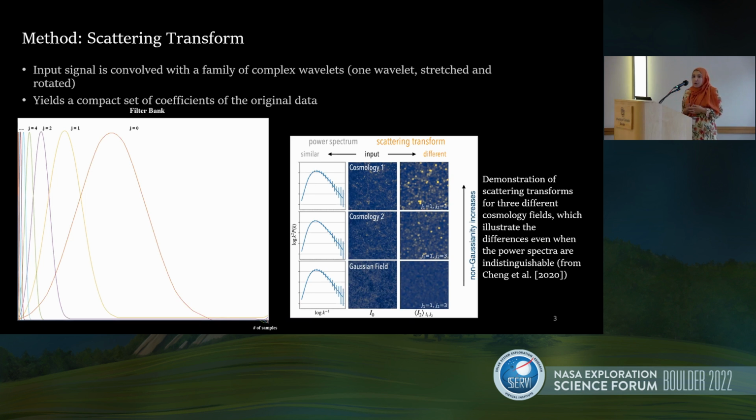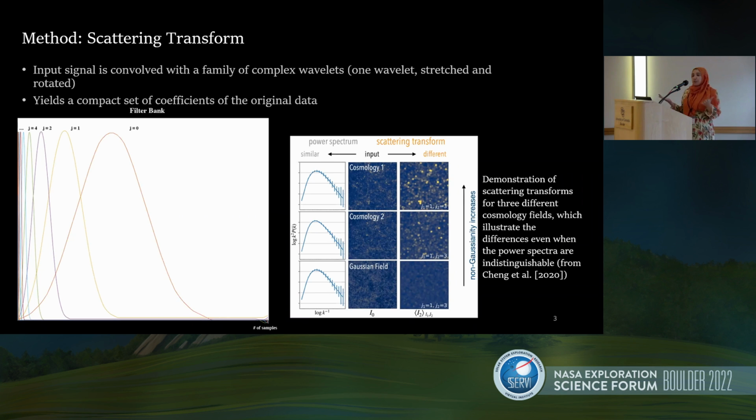This is a really powerful technique. It's fairly new. It's been able to classify audio signals before, and it has recently, in a study by Chung et al. in 2020, been able to differentiate between different cosmology fields, even when their power spectra are virtually indistinguishable. So this was something that I really wanted to use on Apollo data of deep moonquakes.